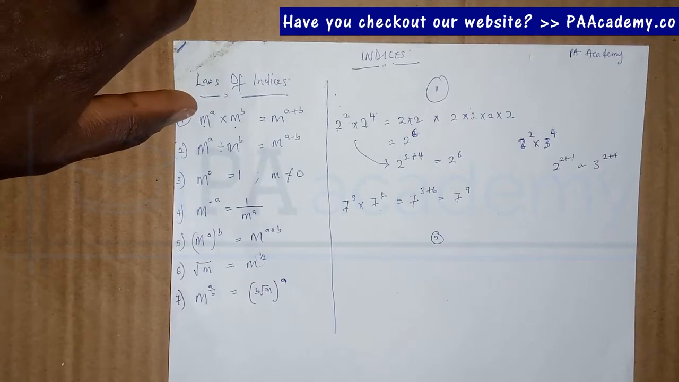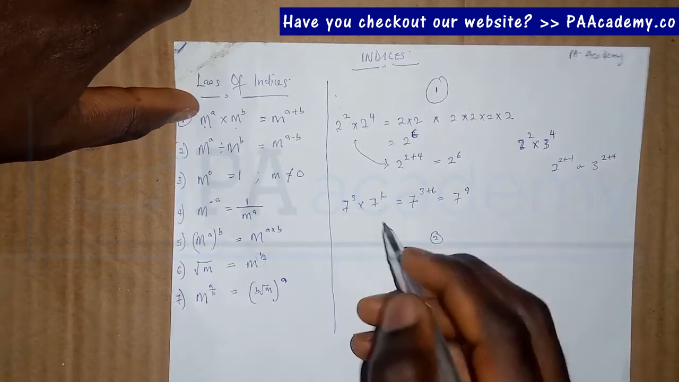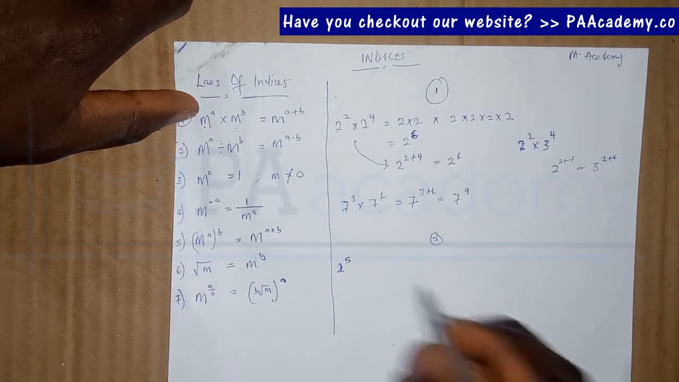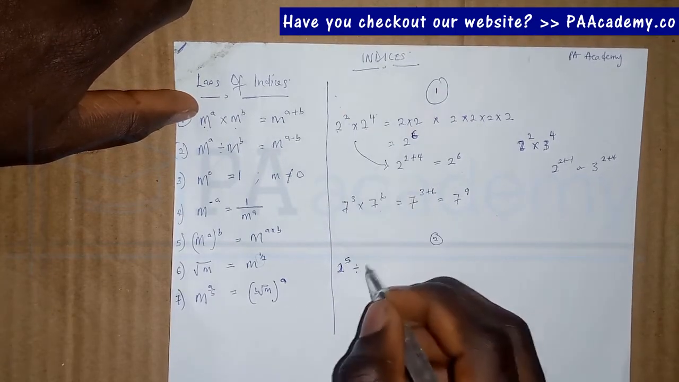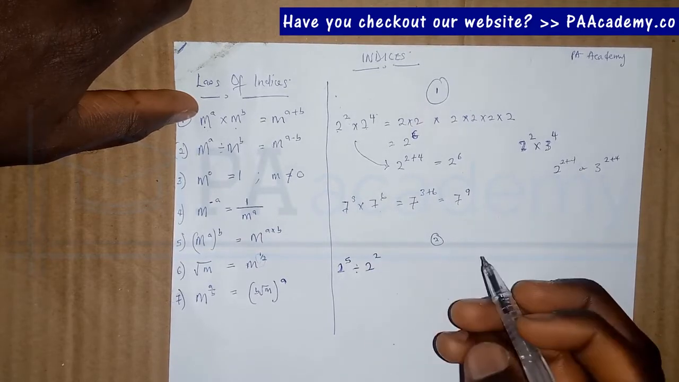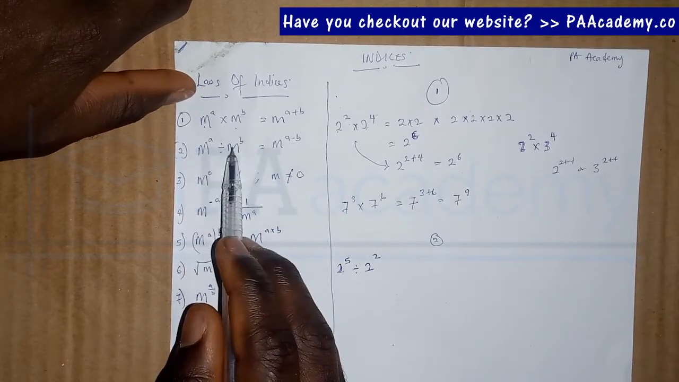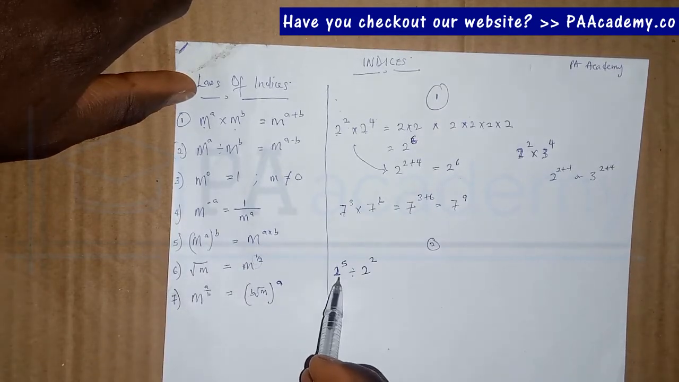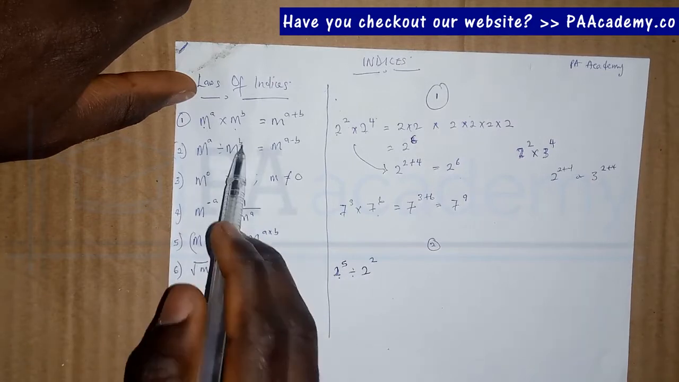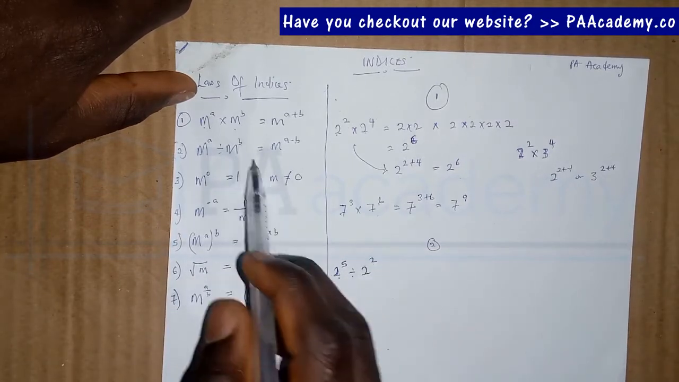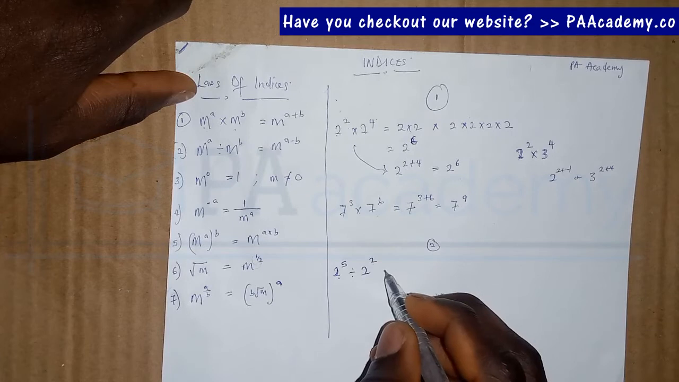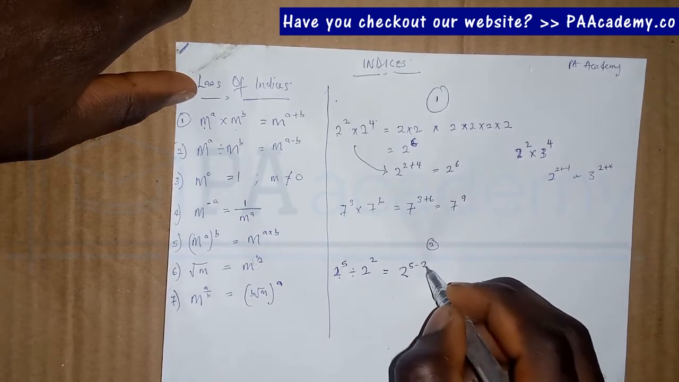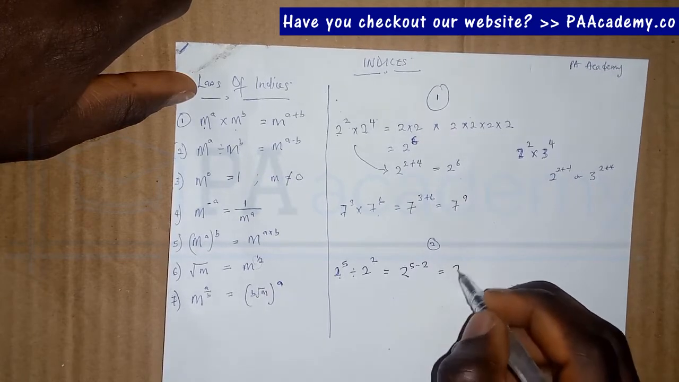Now an example under law 2 is this. Let's say we have 2 raised to power 5 divided by 2 raised to power 2. If you apply the law of indices, where we are having m, we are replacing with 2, where we are having a, we are having 5, and where we are having b, we are having 2. So if you follow this law of indices, you'll be having 2 raised to power 5 minus 2, and that will give us 2 raised to power 3.